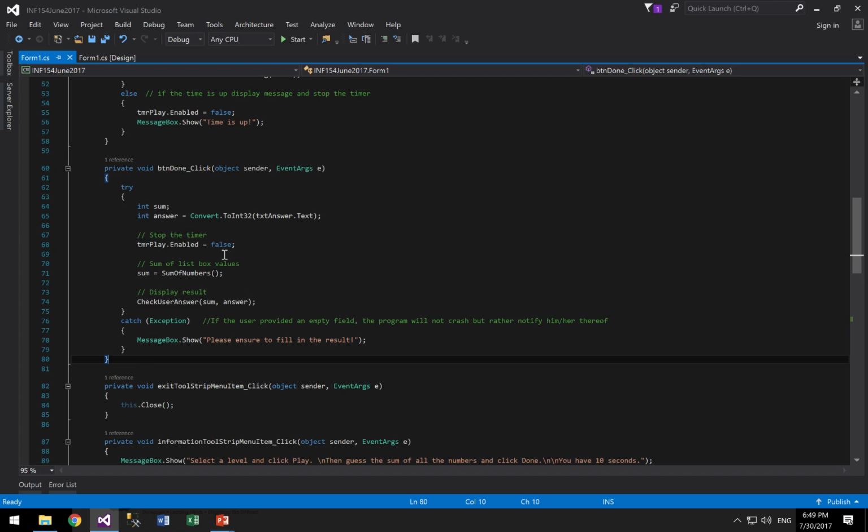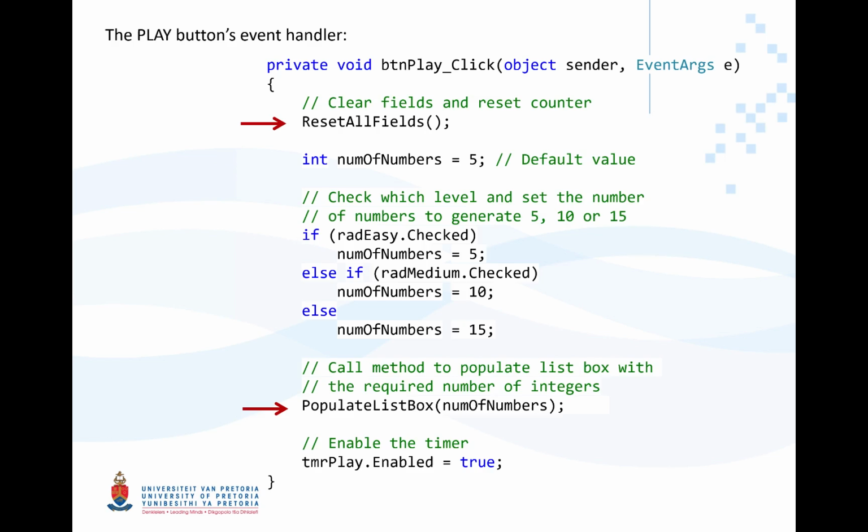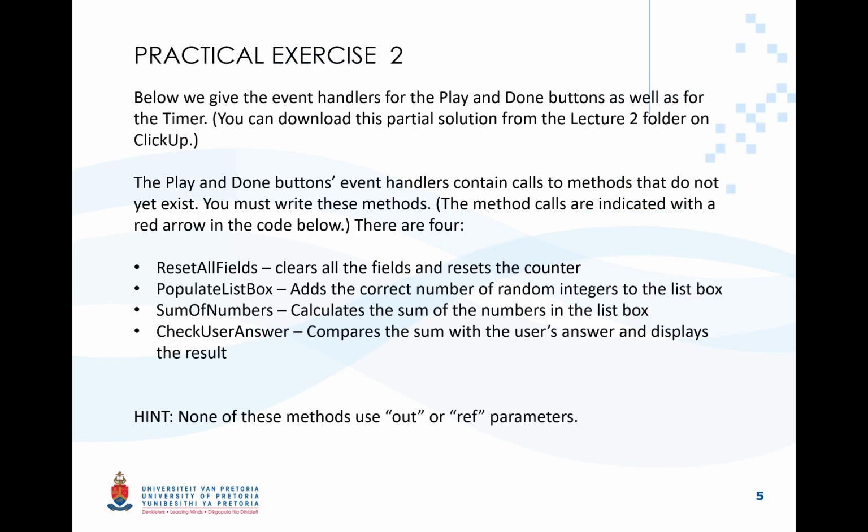But what are we doing in this try catch principle? So if we click done, then you need to check the answer. All right, and then we also need to calculate the sum of the list box values, the sum of the numbers, as we said here. Sum of numbers and check user answer is what we're going to do now. So sum of numbers, apologies, calculates the sum of the numbers in the list box, and then check user answer compares the sum with the user's answer and displays the results. So that is what we're going to do now.